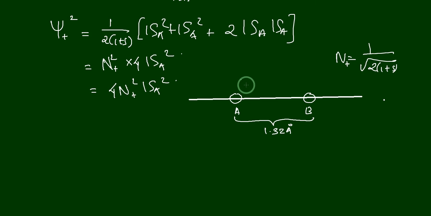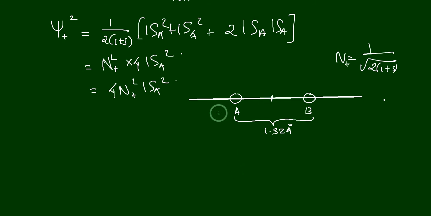Okay, the electron can be either in the custody of A or it can be in the custody of B. So here, you just suppose that no molecular orbital is being formed. No molecular orbital is being formed. But these two nuclei are kept at the distance of 1.32 angstrom, and in between the nuclei, we are going to examine the electron density here.